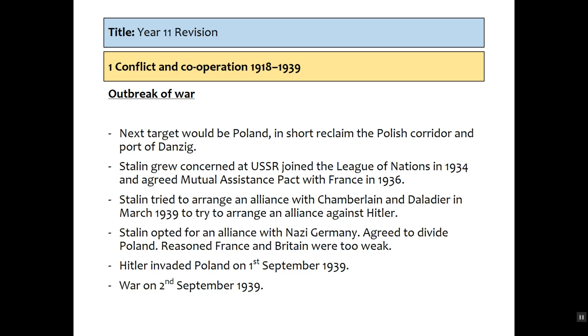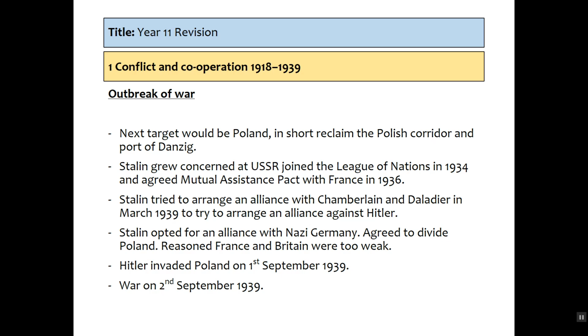It leads to the signing of the Nazi-Soviet Pact. Stalin opts for an alliance with Nazi Germany, with a secret agreement to divide Poland, and that's with the belief that France and Britain are too weak to stop Hitler had he have wanted to, even if they had wanted to. On the 1st of September, Adolf Hitler takes his next chance. He invades Poland. Britain and France declare war on the 2nd of September, and by this point we now have an inevitability. There is World War II.